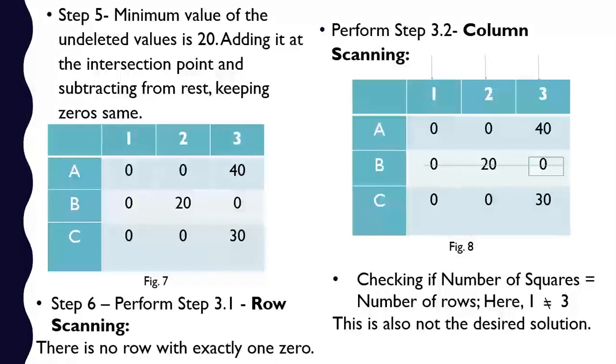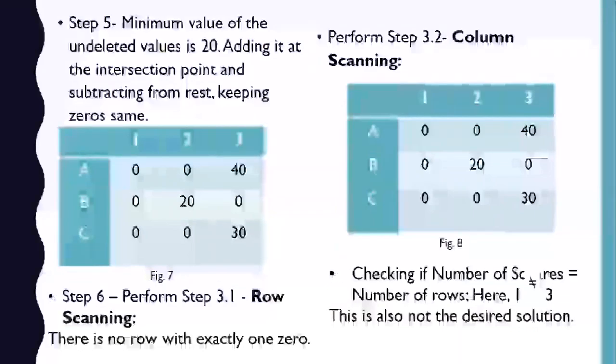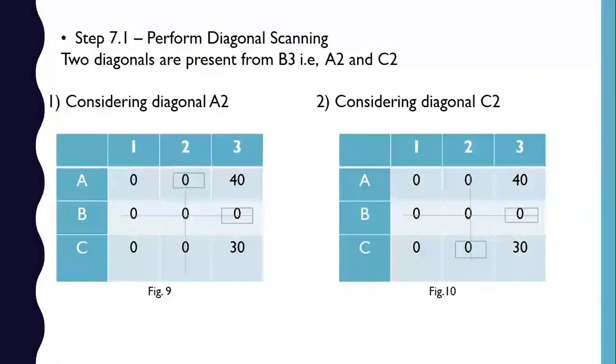Now we check if the zeros in this column are equal to the number of rows in this column. So we can see that no, this is not the case. Now we go to step 7, which is performing diagonal scanning. What we do in diagonal scanning is we see that B3 was the zero marked in a box in figure 8. We see that there are two diagonals of that B3 box, which are A2 and C2.